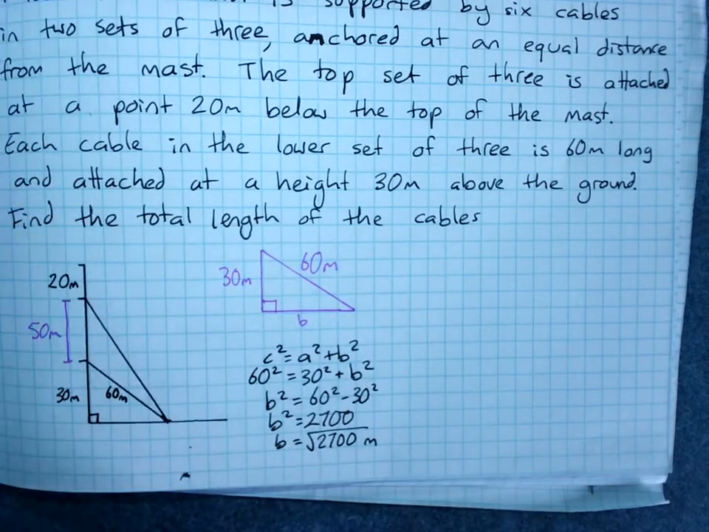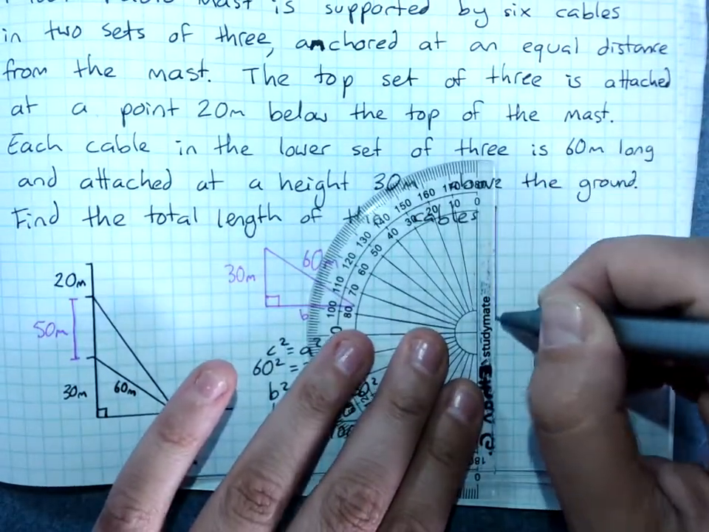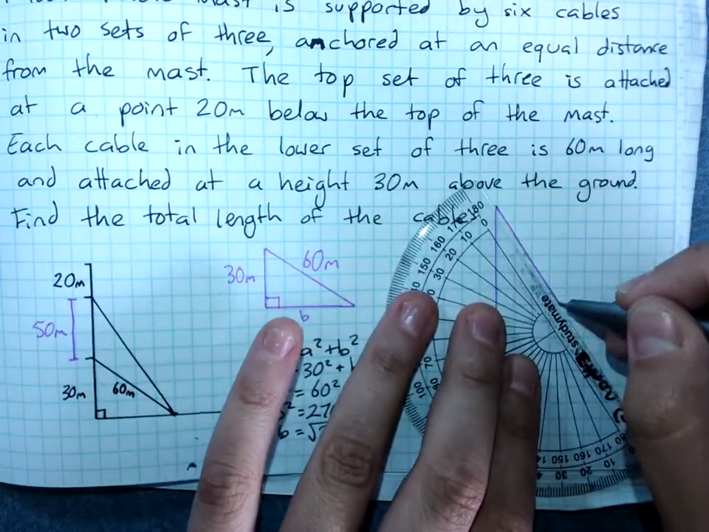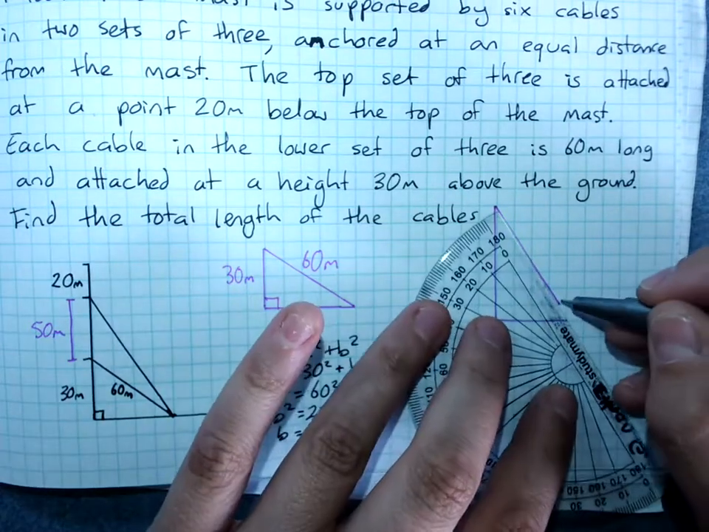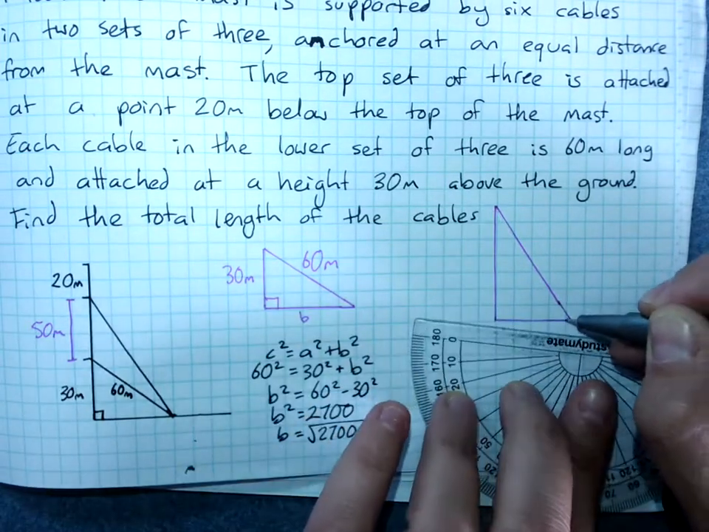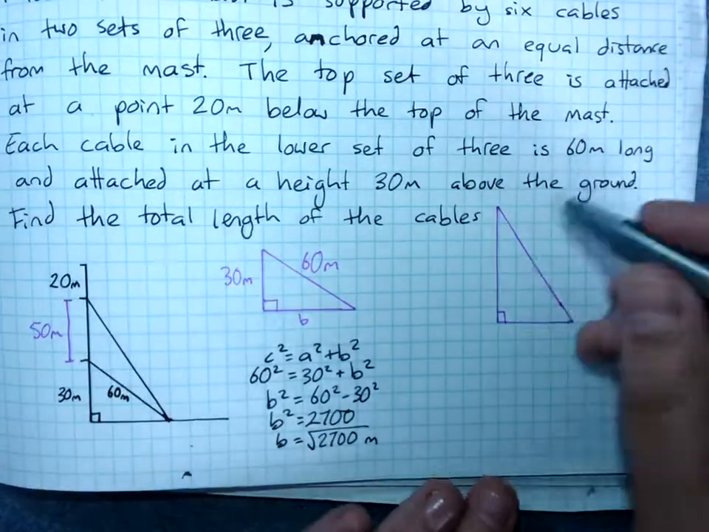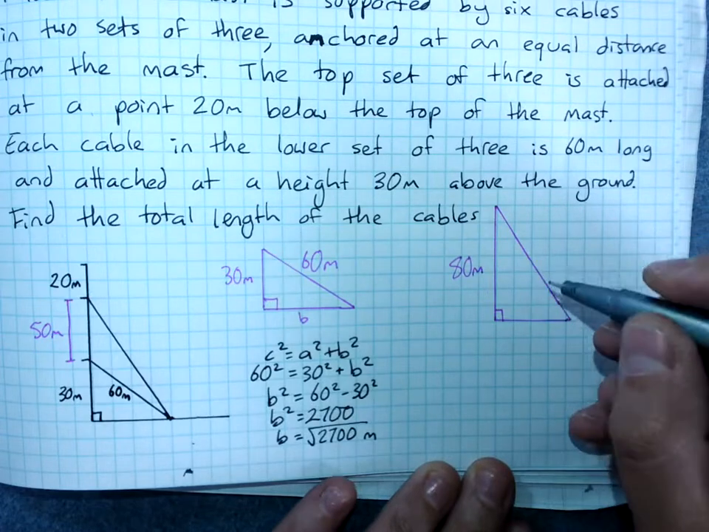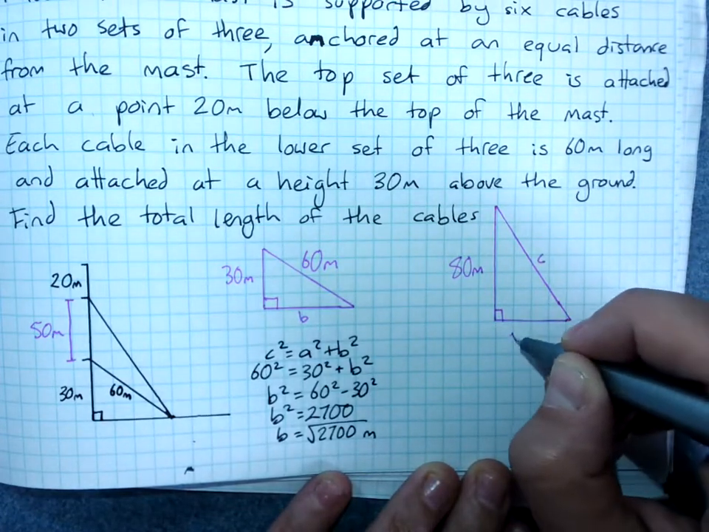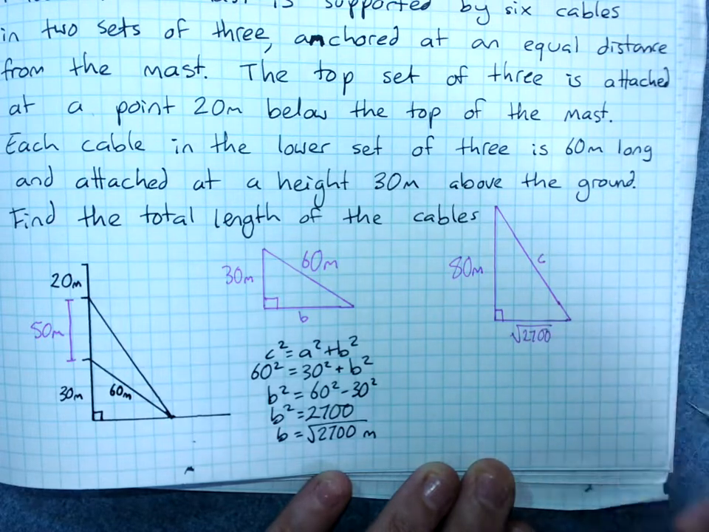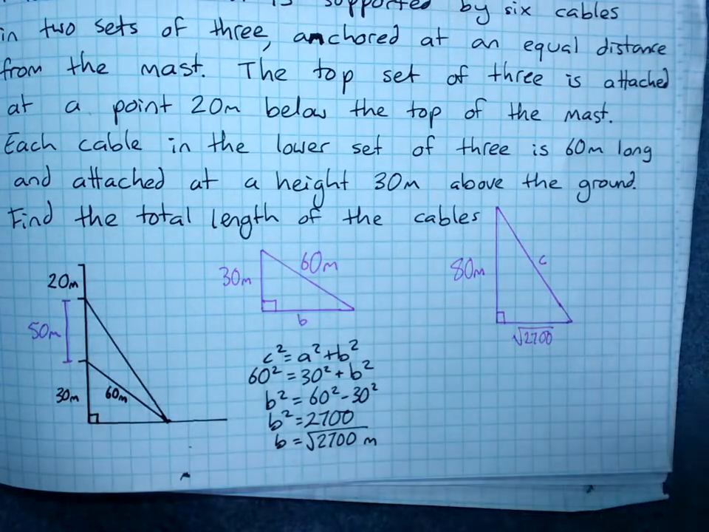Now we have the larger triangle. Again, it's not silly to draw a diagram. It is silly not to finish a diagram. This height is 80 meters. We're finding C. This length we just found, it's the square root of 2,700. Substitute, write your formula.